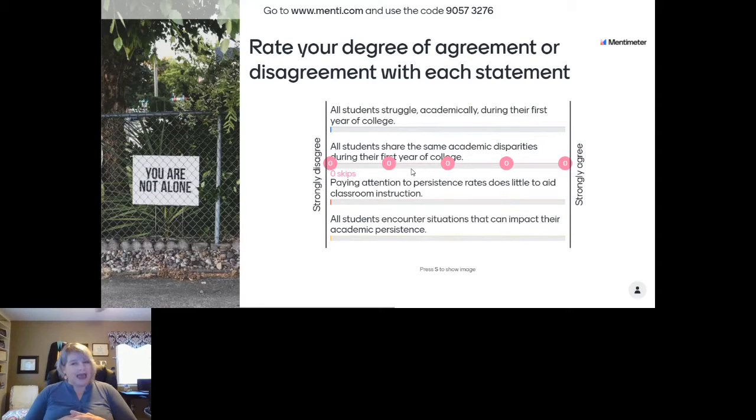All students struggle academically during their first year of college. All students share the same academic disparities during their first year of college. Paying attention to persistence rates does little to aid classroom instruction. And all students encounter situations that can impact their academic persistence. So take about a minute and rate your agreement or your disagreement with each statement.